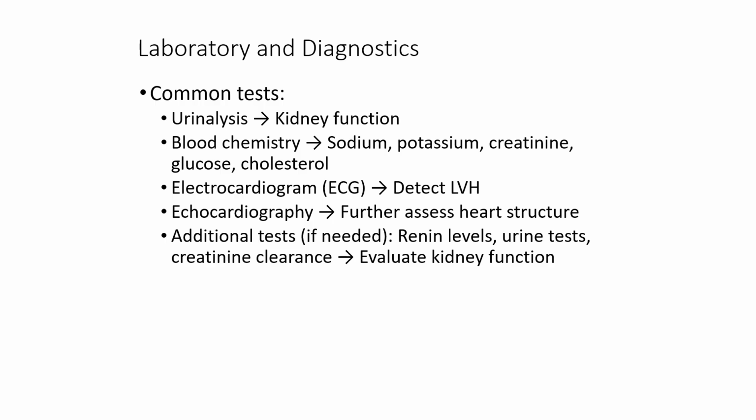Laboratory and diagnostics. Common tests, we're going to do a urinalysis, and that's going to help us evaluate kidney function and possible kidney damage. With the urinalysis, if we see protein in the urine, that often can tell us that there's some type of insult to the kidneys. Blood chemistry, we want to see the patient's sodium levels, potassium levels, creatinine, glucose, and cholesterol. With sodium and potassium specifically, we want to make sure we have a baseline for those before those patients, if they do have hypertension, are started on any medications.